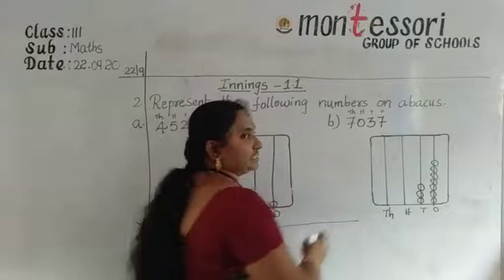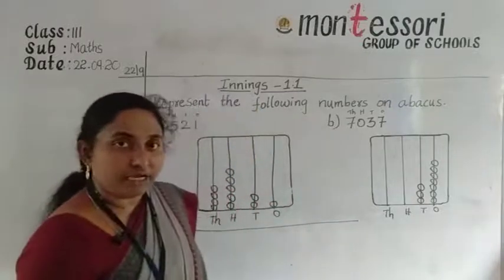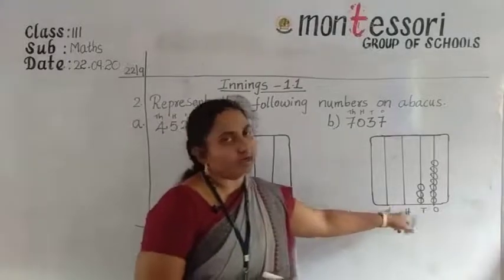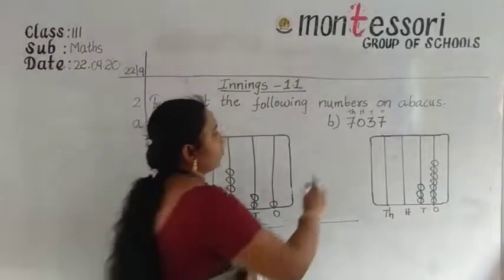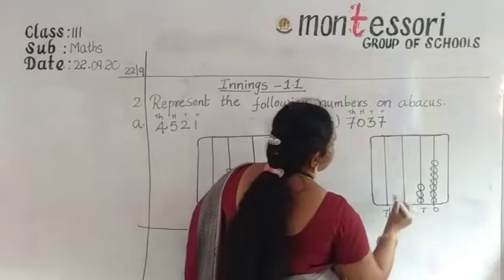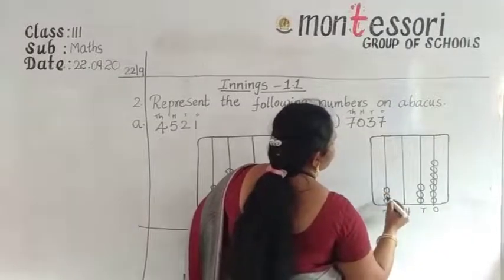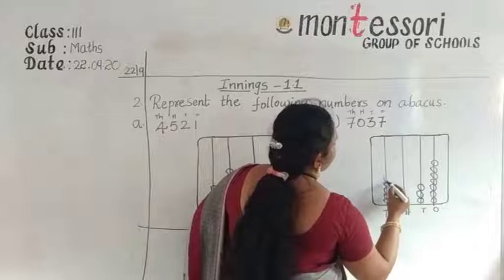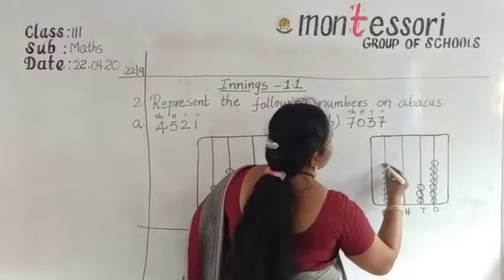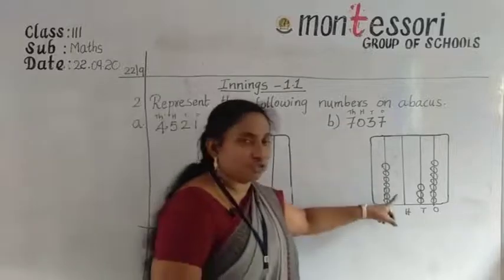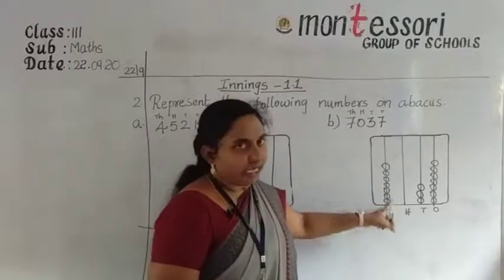Here in hundreds place, is any number there? No. What is the number? 0. So for 0 we cannot draw any beads. So now here in 1000 place, 7. Now I draw 7 beads here. 1, 2, 3, 4, 5, 6, 7. Understood? So now here in hundreds place only 0 is given, so we didn't draw any beads.